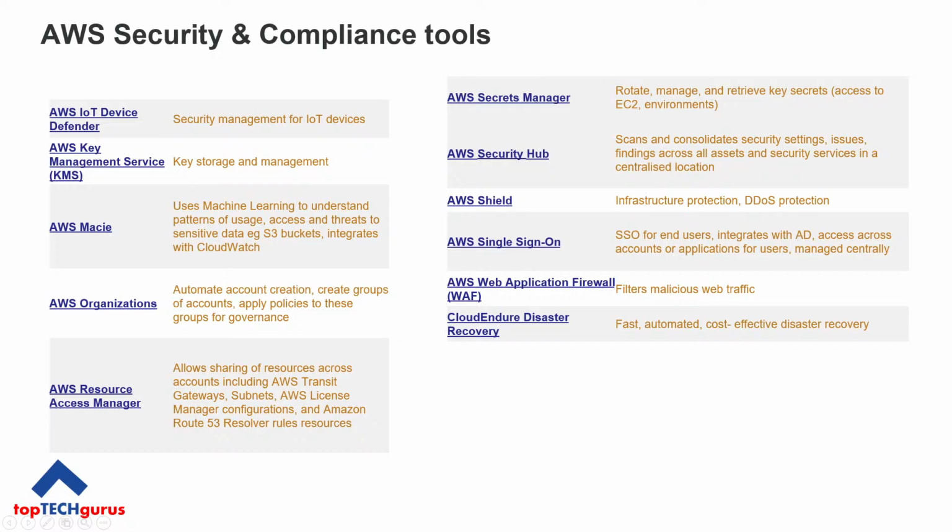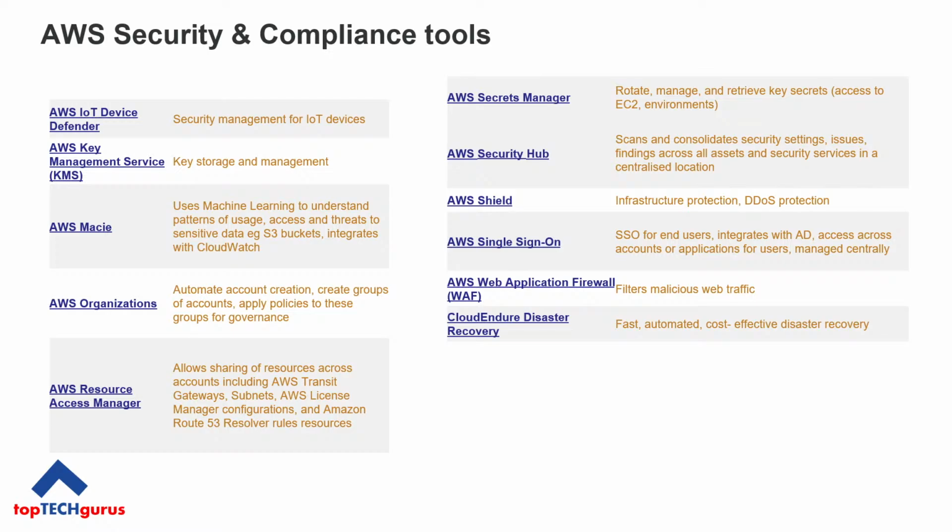The next set of services that we want to know about is AWS IoT Device Defender. This is security management for IoT devices. Again, very rarely used unless your company has IoT devices. I have not used this, but essentially it is a defender service, security management for all those devices.